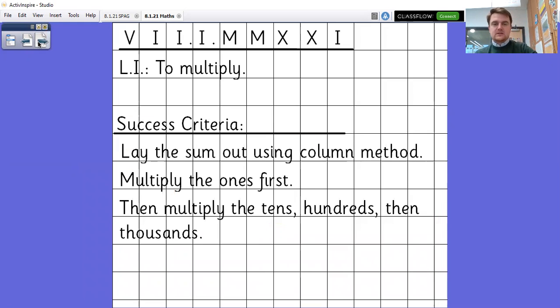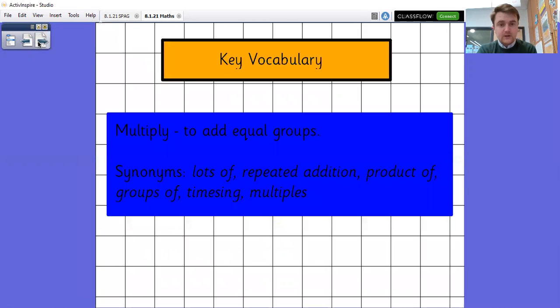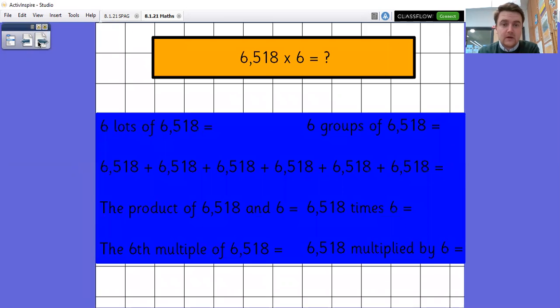So same as we did yesterday, but this time we are going to be looking at tens, hundreds, and thousands when we're multiplying. So what sort of vocabulary might we be looking for? To multiply means to add equal groups. So we're looking for lots of, repeated addition, product of, groups of, timesing, and multiples. And that gives us a few different ways that we could work out as well.